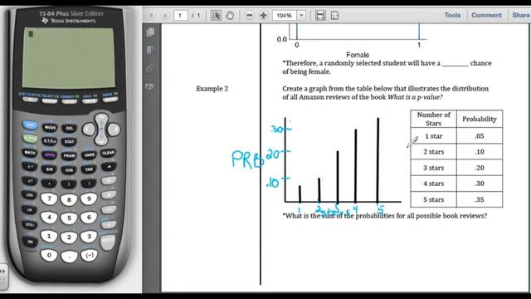Final question here. What is the sum of the probabilities for all possible book reviews? If you add up these decimals, the total is 1, which is the same thing as 100%. We've got the entire sample space taken care of with these 5 possibilities.